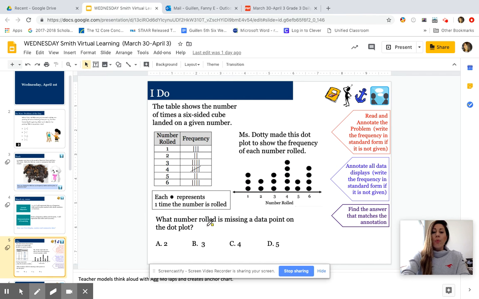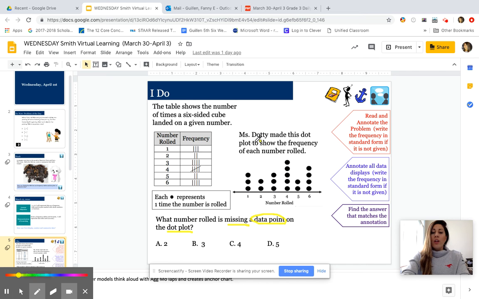It says, what number rolled is missing a data point on the dot plot? Let me read that again. What number rolled is missing a data point on the dot plot? So I need to go back to this dot plot and see that something here is not matching, but I need to find out what. I have read my question, so I'm going to go back and make notes. I'm going to mark my table with the numbers.